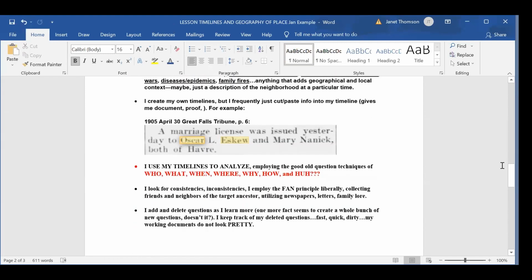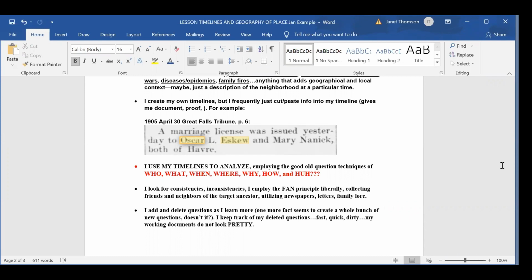Sometimes, and you're going to see this again when we look at Linda's timeline in a few minutes, I create my own timelines, but sometimes I cut and paste info into my timeline because it gives me the document and the proof right there. You're going to see some nice examples of documenting and proving materials and having them all in one place when you look at Linda's material, which is coming soon.